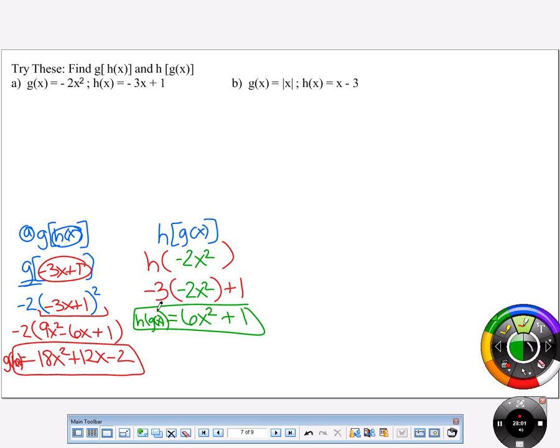All right. So for part B, we're going to do the same thing. So we're going to find g of h of x and h of g of x. All right, new people. Let's say you're helping your friend with this problem. What do you tell them to write in the next step to find g of h of x?